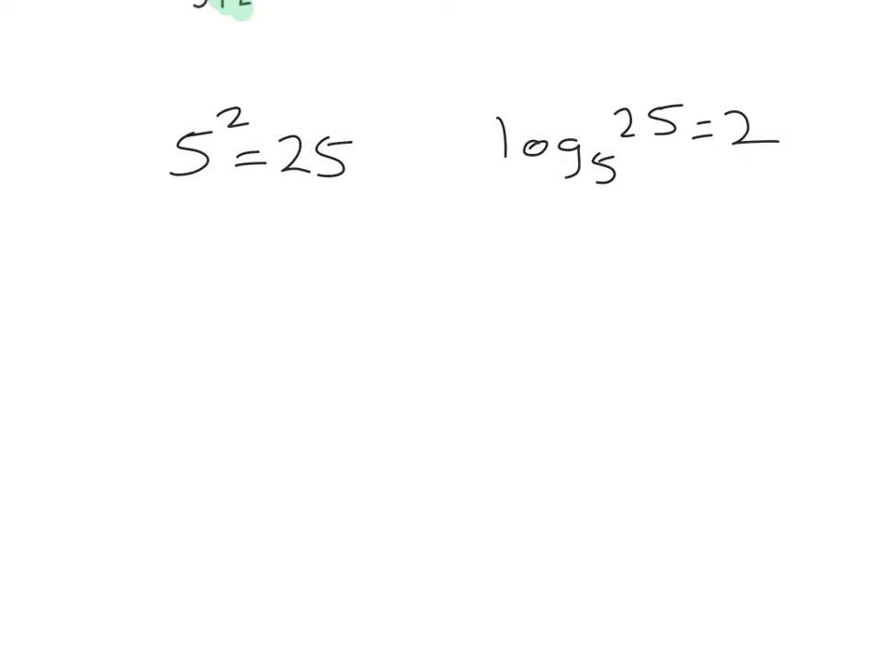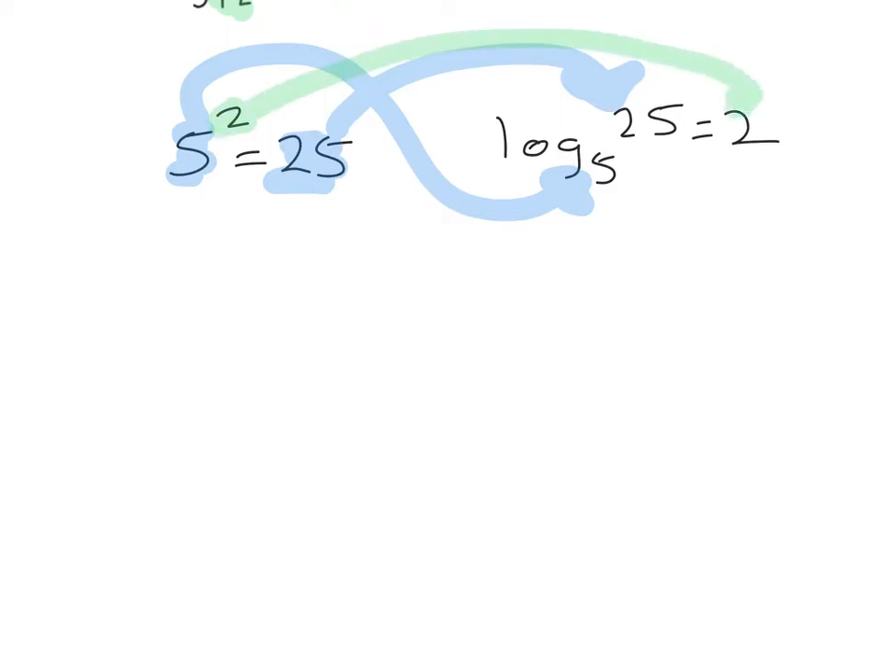So the idea here and what just happened is the 5 and the 25 go together, okay? So this went here and this one here. And then, of course, you've got your 2. The 2 goes right here, okay? So let's try that again.